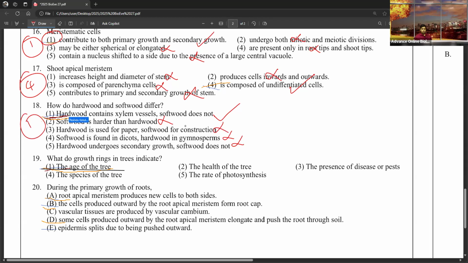Question number 19. What do growth rings in a tree indicate? The age of the tree. One.